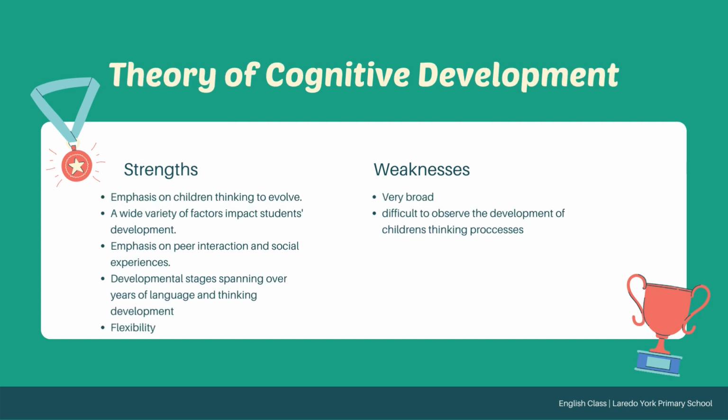The theory of cognitive development. I had a difficult time finding weaknesses for this theory. I'm sure there are more out there, but some of the strengths include emphasis on children's thinking to evolve, a wide variety of factors that impact students' development, and emphasis on peer interaction and social experiences.